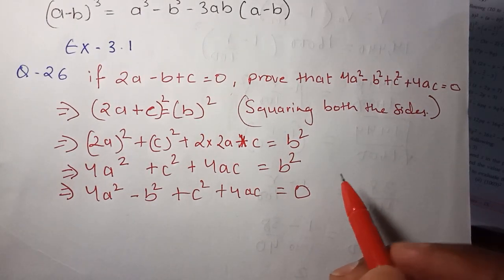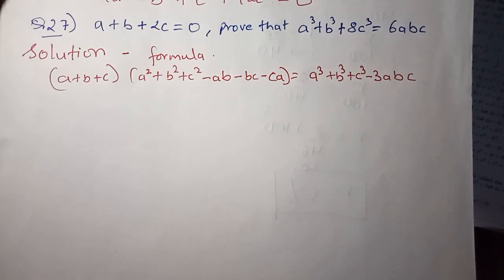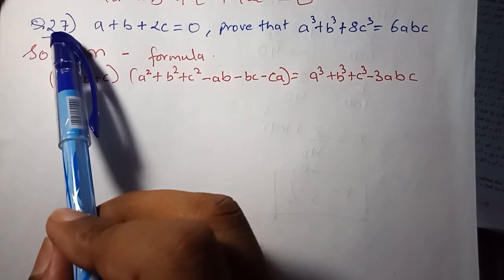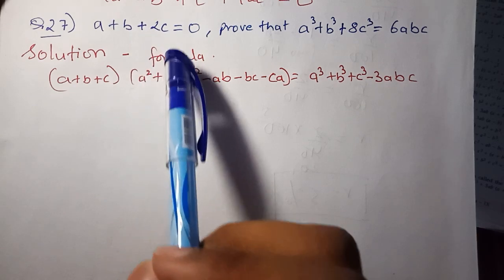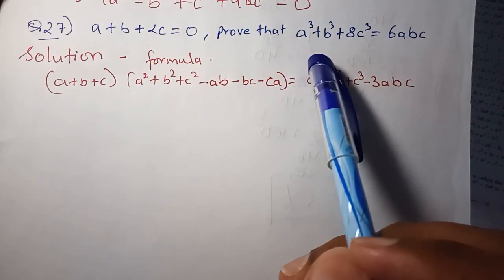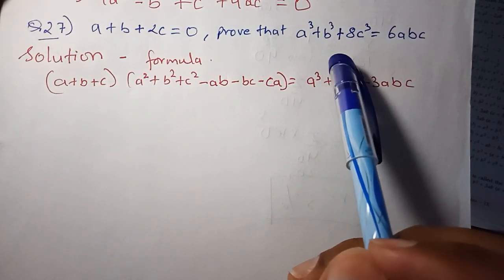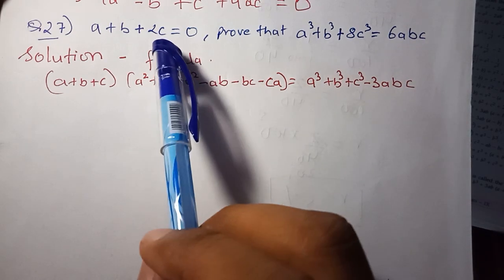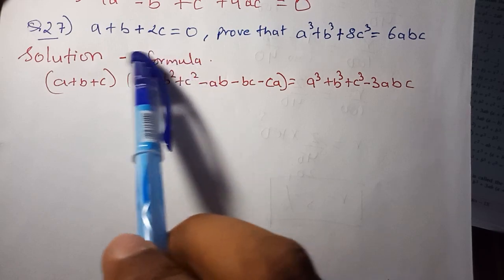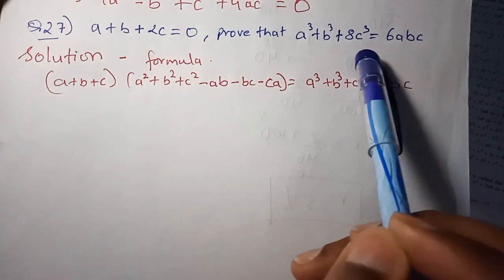So this was question number 26. Okay, let's have a look at question number 27 now. Question number 27 says a plus b plus 2c equals 0. Prove that a cube plus b cube plus 8c cube equals 6abc. Now all I can do is with this. I cannot do anything with this.